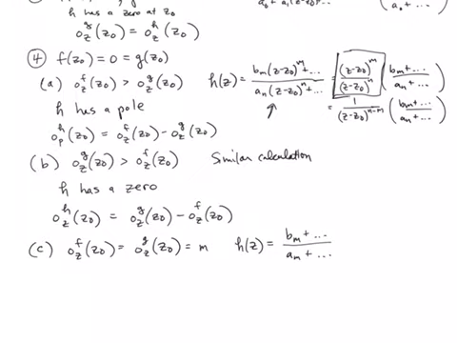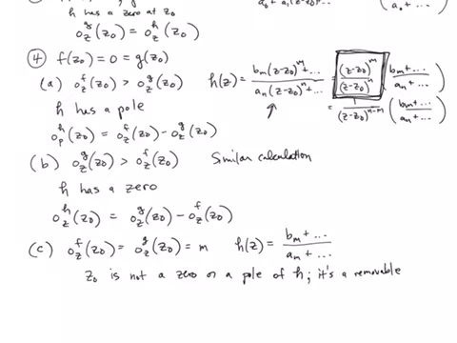And so again, you can look at this box up here, m and n would be equal, and then those would cancel out. And so in this case, we see that, in fact, h doesn't have a 0 or a pole at z naught. So z naught is not a 0 or a pole of h. It's in fact a removable singularity.